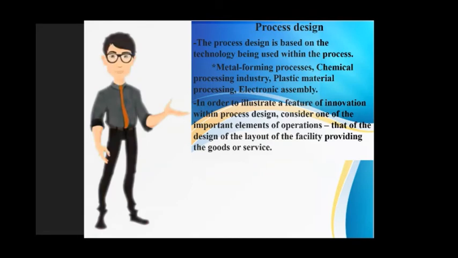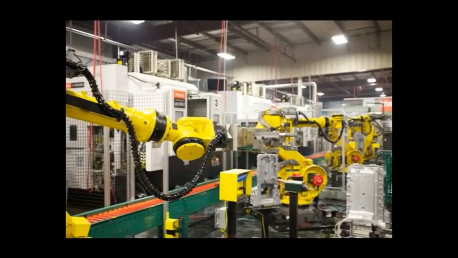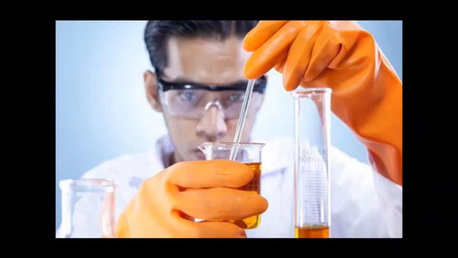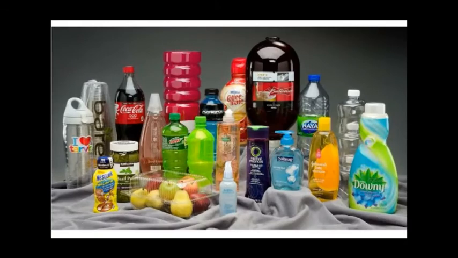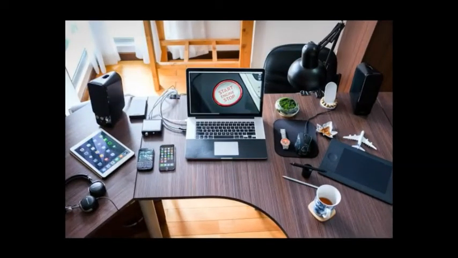The process design is based on the technology being used within the process. It means you can design a process depending on the technology that you have. If you have metal technologies, it is designed as metal forming processes. If you have chemical technologies, it is designed as chemical processing industry. If you have plastic technologies, it is designed as plastic material processing. And last, if you have electronic technologies, it is designed as electronic assembly. Those are the different kinds of process design.